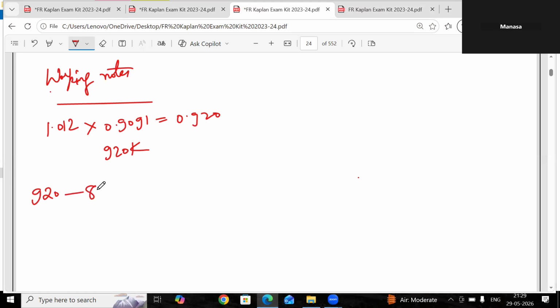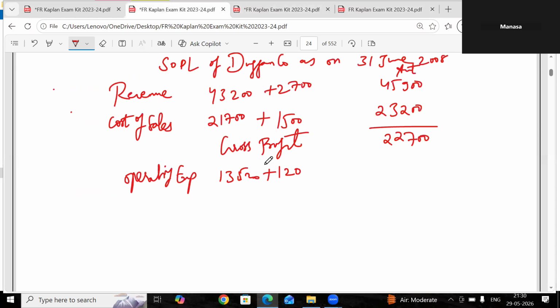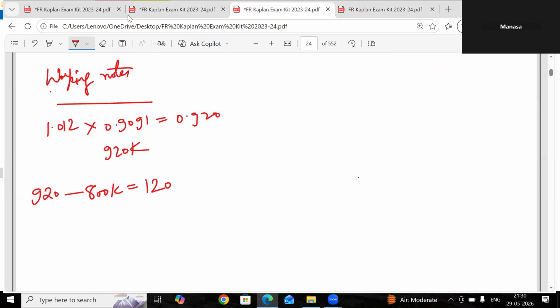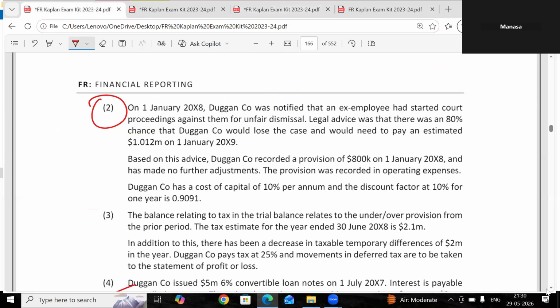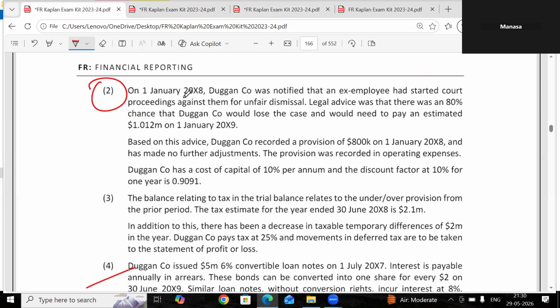We made a provision of 800, so 120 is still to be provided. So we took this 120 here in the operating expenses. But if we see this whole adjustment, we start our year from July 1st in this question and we end the year at June 30. So this January comes in between July 1st and June 30.